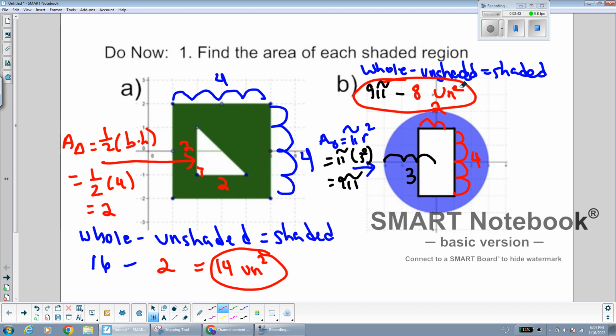So it's kind of easy to find the area when we have a shape that we're familiar with. For example, in A, we had a large square, and then inside we had a right triangle, both of which we have area formulas for: length times width for the square, 1/2 base times height for the triangle. Same thing for B. We know how to find the area of a circle, it's pi r squared, and we know how to find the area of a rectangle, it's length times width. So calculating those areas was pretty simple.